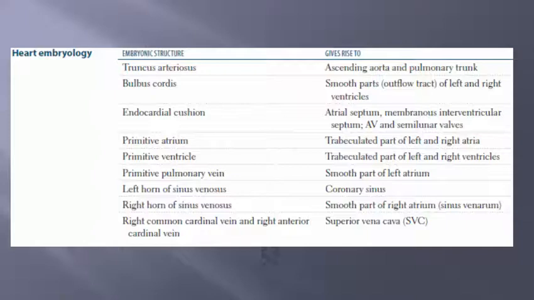And then the left horn of the sinus venosus is the coronary sinus. Again, sinus is typically a bifurcation. And the right horn of the sinus venosus, this is the smooth part of the right atrium. Okay? Again, the sinus venarum. The right common cardinal vein and the right anterior cardinal vein, these are the superior vena cava. These are coming from the body on top of the heart, coming from the top, typically associated with the upper limbs and upper body.